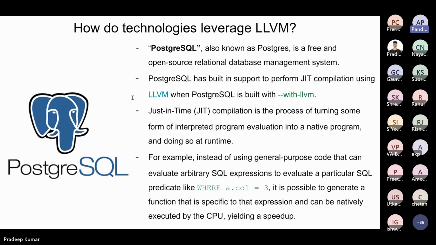For example, instead of using general-purpose code that can evaluate any SQL expression, we can have a function that is specific to that expression and can be executed by the CPU. Postgres has been using this for a few years now, and they have gotten a speedup of about 5 to 6 times for the execution of some of their SQL queries. It uses LLVM as a JIT compiler, and now I believe it comes built in, but you can explicitly build it with LLVM. So next slide, please.